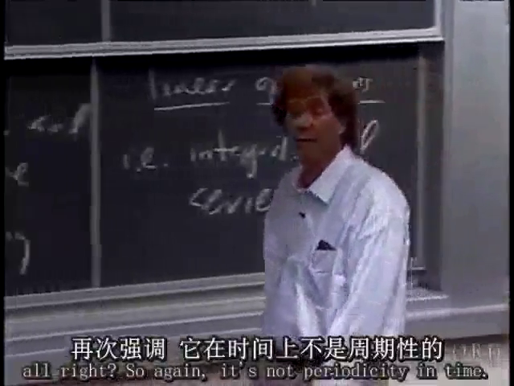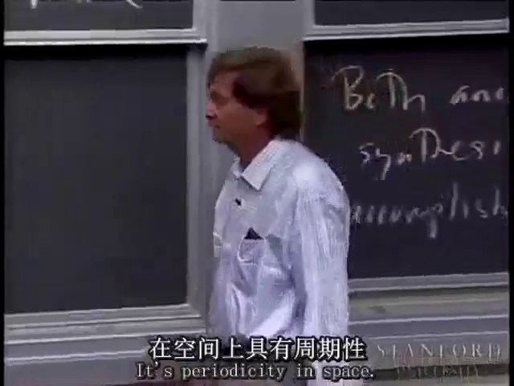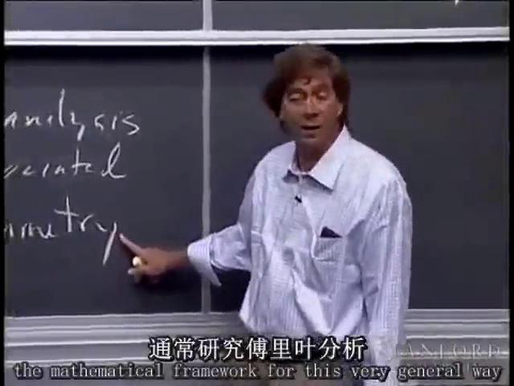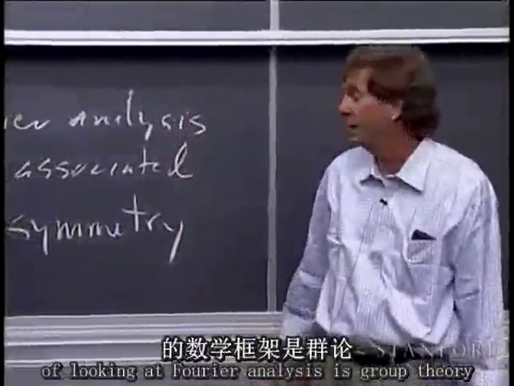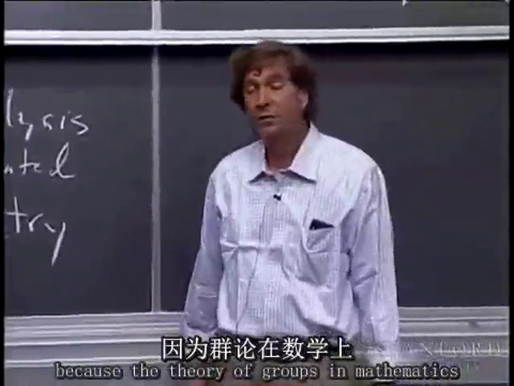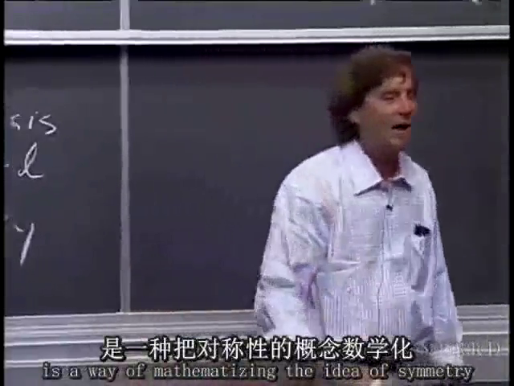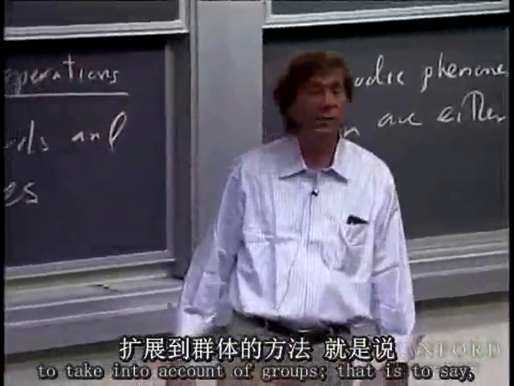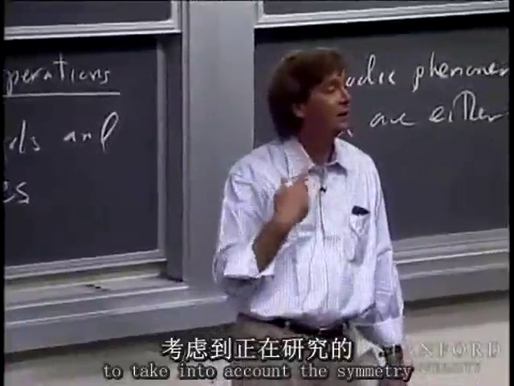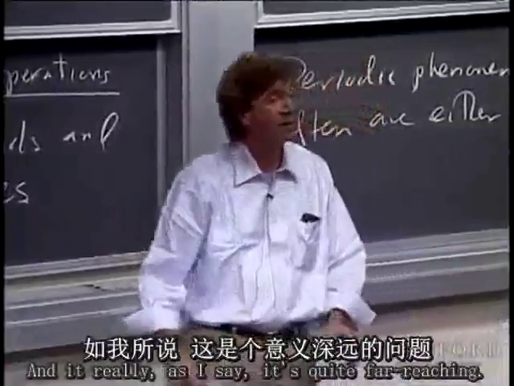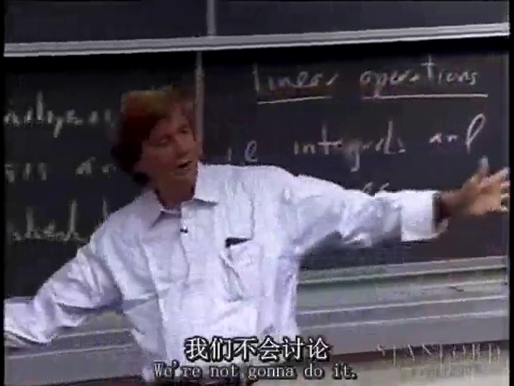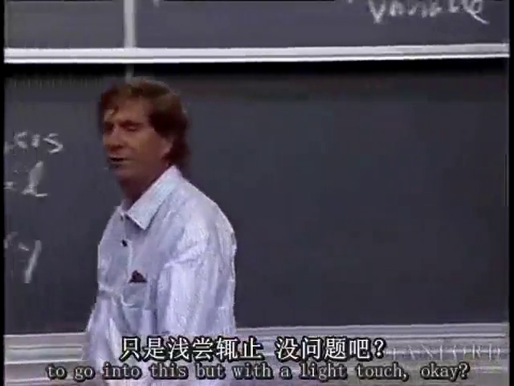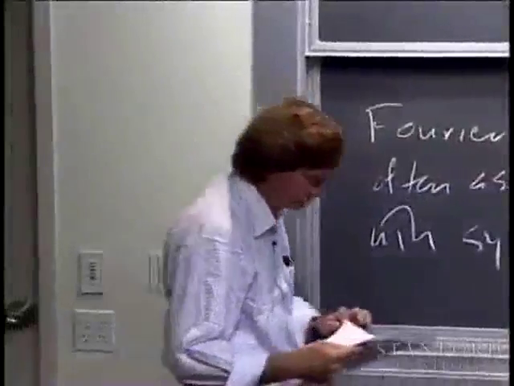All right, so again, it's not periodicity in time, it's periodicity in space. And for those of you who have had or may have courses in this, the mathematical framework for this very general way of looking at Fourier analysis is group theory, because the theory of groups in mathematics is a way of mathematizing the idea of symmetry. And then one extends the ideas of Fourier analysis to take into account groups, that is to say, to take into account the symmetry of certain problems that you're studying. And it really is quite far-reaching. We're not going to do it. We'll actually have a few occasions to go into this, but with a light touch. I'm just giving you some indication of where the subject goes.